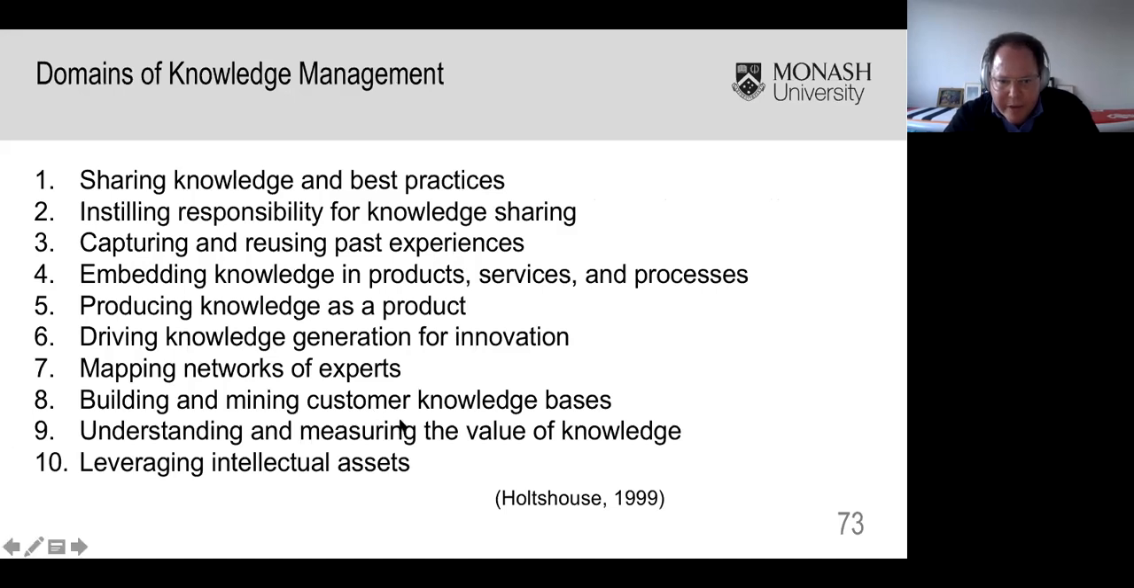There are different domains, and this is actually from my paper. We had those, and I was keen to list them at least once, so that you have them as a reference. So we had sharing knowledge as best practice, and there are some more. I will revisit those with the cases that we have later, but just know that there are studies that list them in a lot of detail.